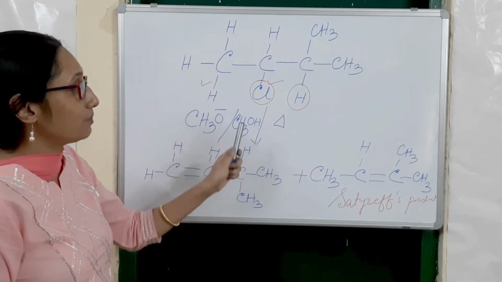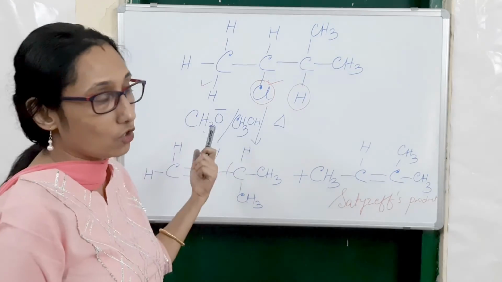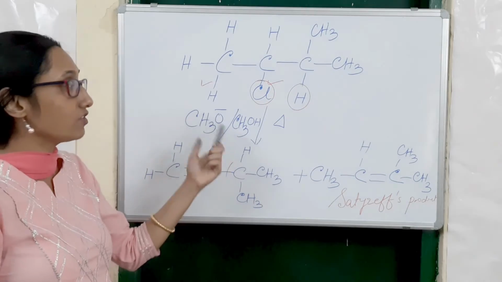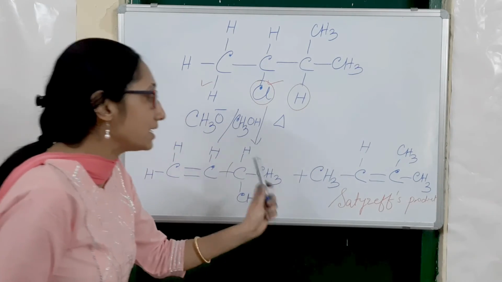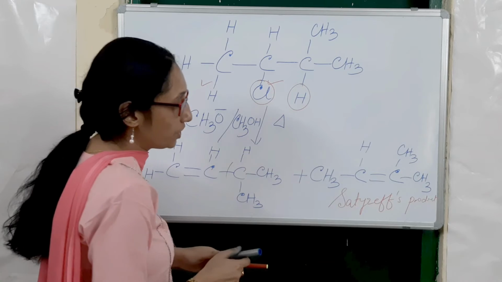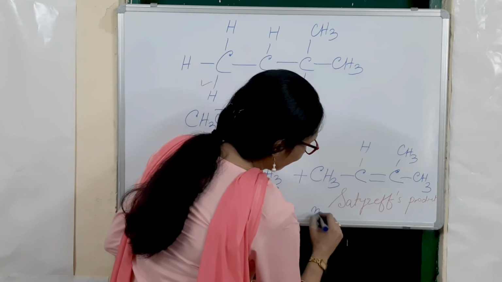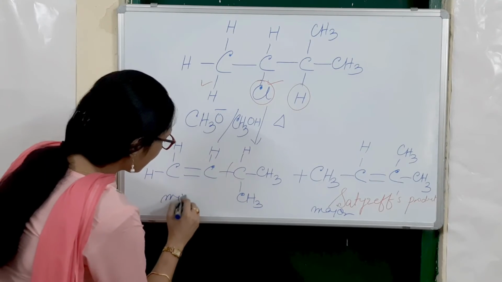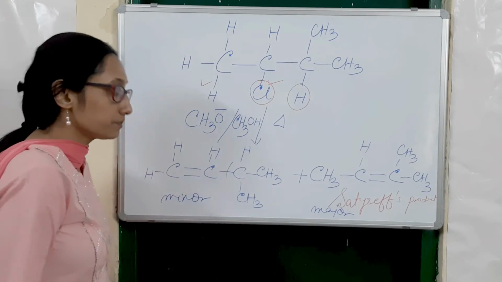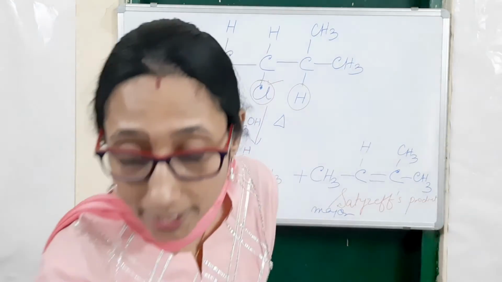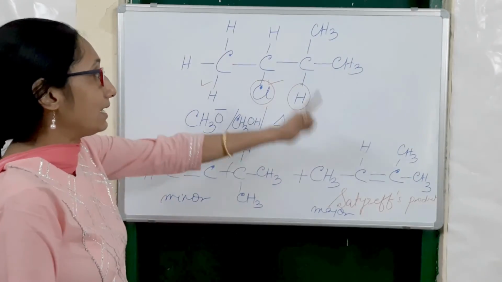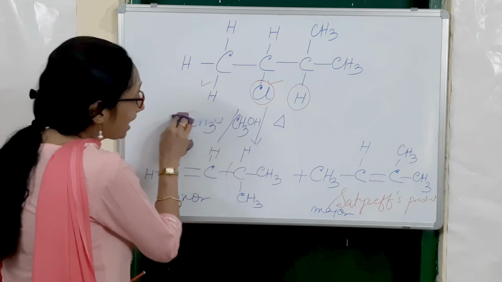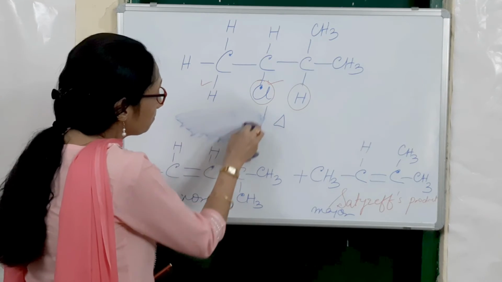So whenever you are treating this alkyl halide with base, which base? Methoxide ion in the presence of methyl alcohol. It can also be ethoxide ion in the presence of ethyl alcohol. So in this case, our major product is the Saytzeff product. And this is the minor product.